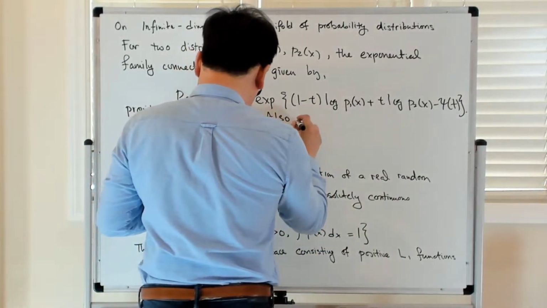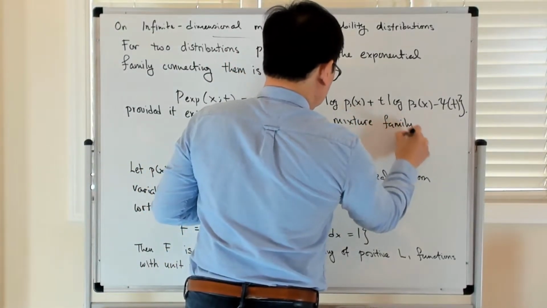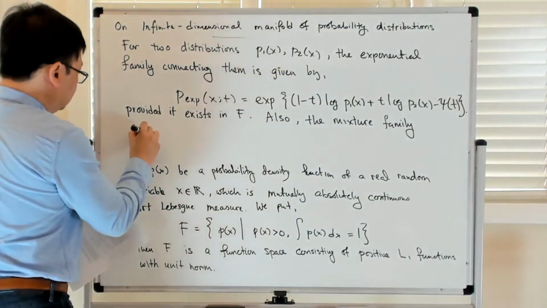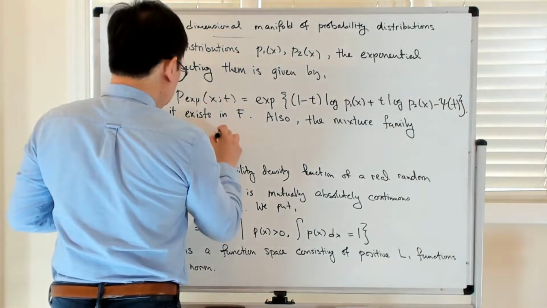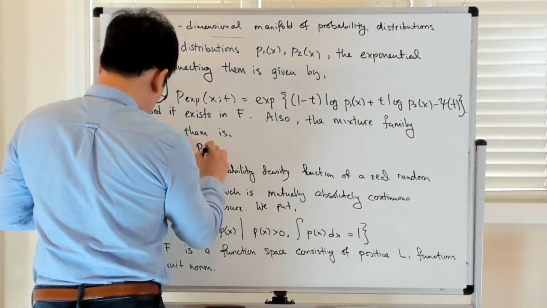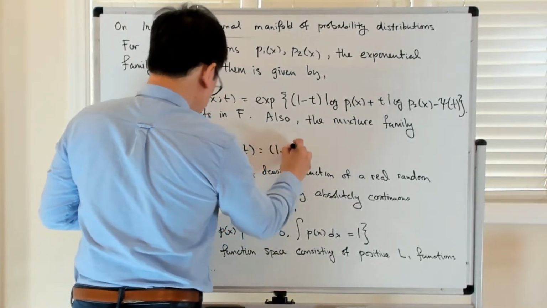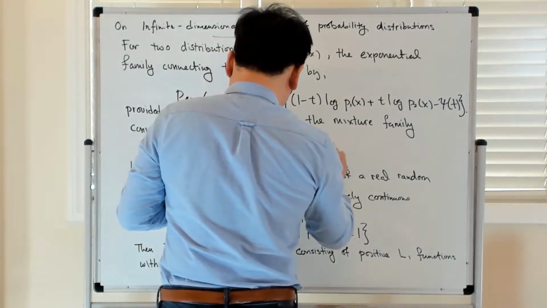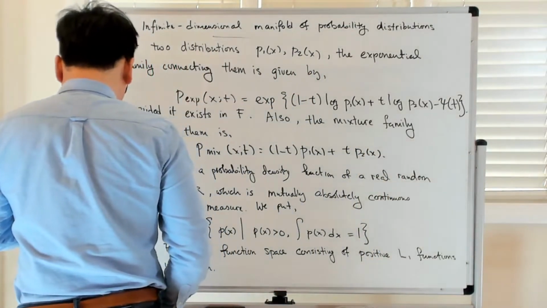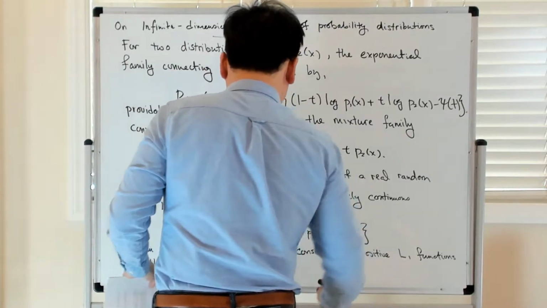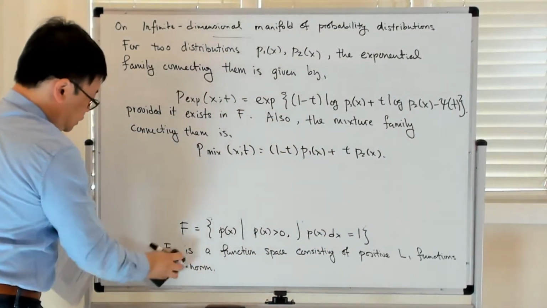So let's write it down. The mixture family connecting them is given by P mix of x, t, equals (1 minus t) p1 of x plus t p2 of x. And then this is assumed to be in F.